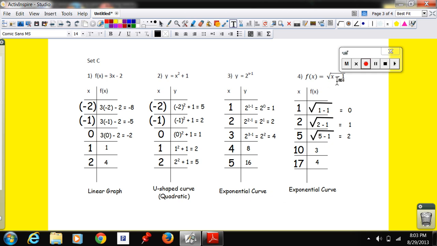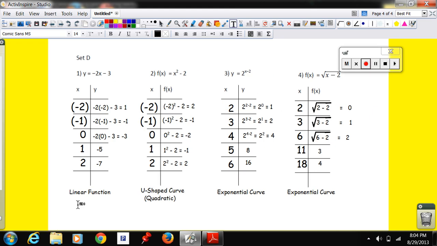And then the square root, another curve. Put in numbers that will give you a perfect square. 1 minus 1 is 0. Square root of 0 is 0. 2 minus 1 is 1. The square root of 1 is 1. 5 minus 1 is 4. The square root of 4 is 2. And then you get a 3, then you get a 4. You're going to get all these whole numbers come out. You can pause it to get those in. And I'm going to go to the last page.